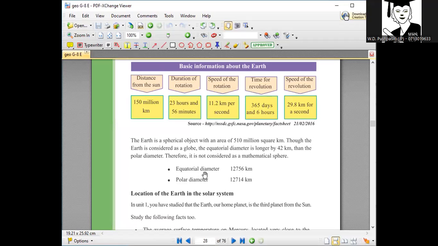So the equatorial diameter is this amount and the polar diameter is this amount, so these two amounts we have to write down. Therefore, we cannot say the Earth is a perfect globe.